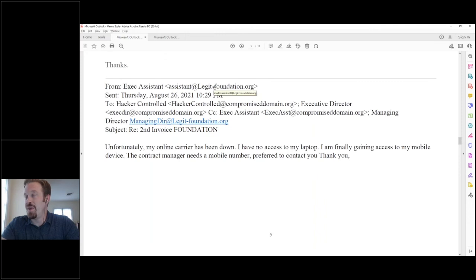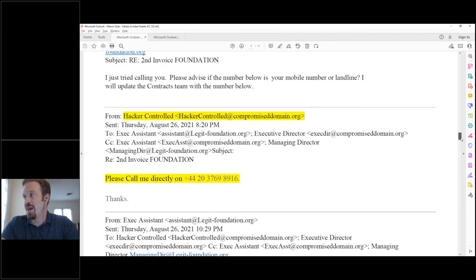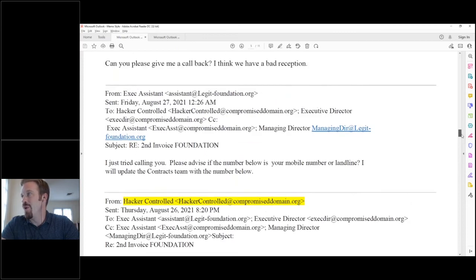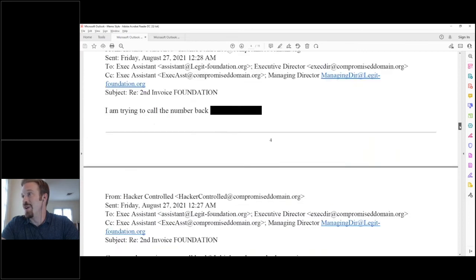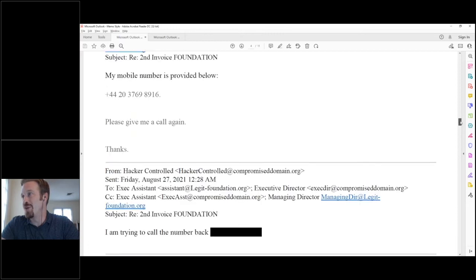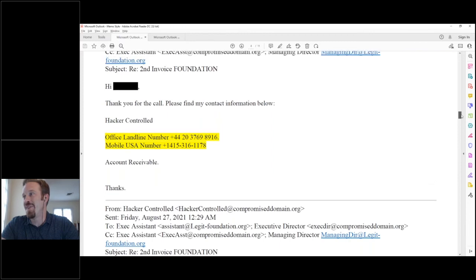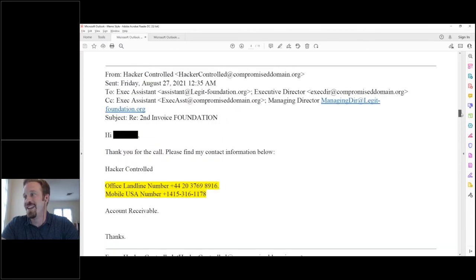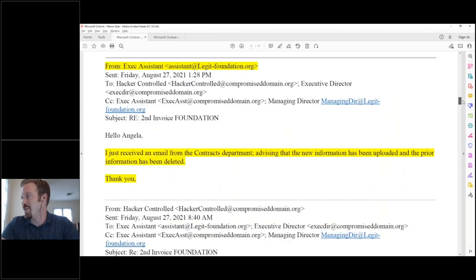And here we even have problems with the foundation. They were having tech issues too, and so there was some back and forth. And here we go, the hacker gives them an updated number. They go back and forth, trying to negotiate these terms. You can see the hacker is feeling like they almost have a big score. They can almost taste it, because they are providing both an office landline and a mobile phone in the US. Again, this is an organization, I think, that was based in London. And so they're doing the follow-up.